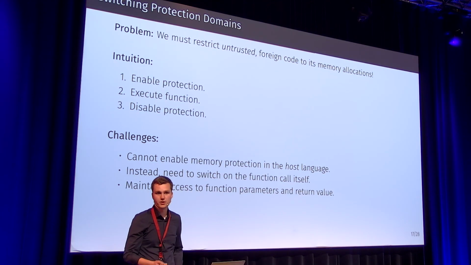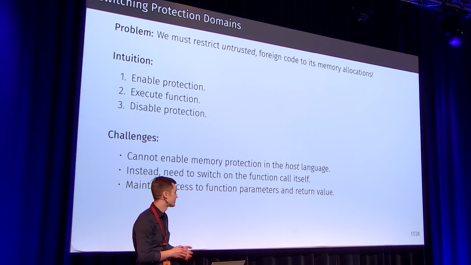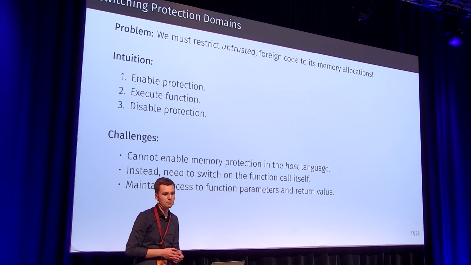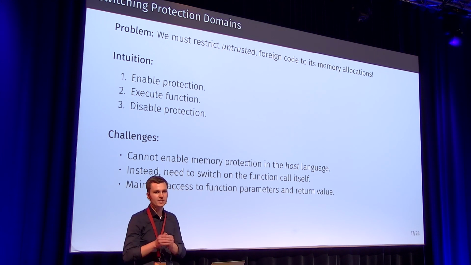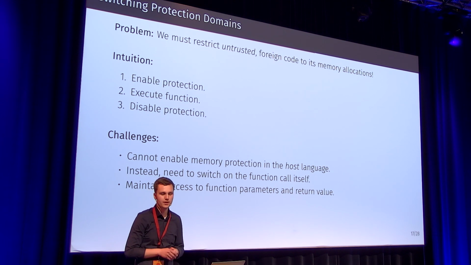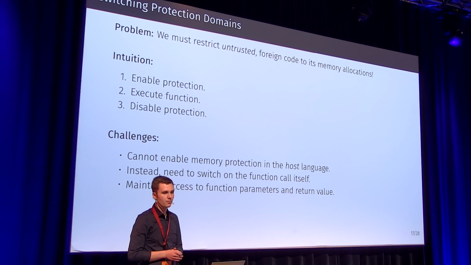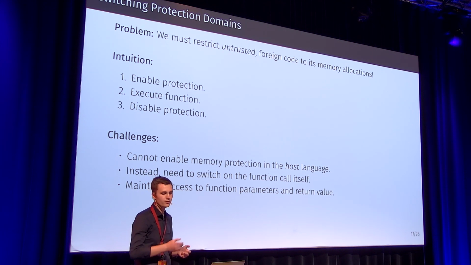For obvious reasons, we also can't rely on the foreign code to enable this protection mechanism because it's untrusted by definition. Instead, we need to switch exactly on the function call itself, and that's rather tricky. We also need to maintain access to function parameters and return values when we execute foreign functions.